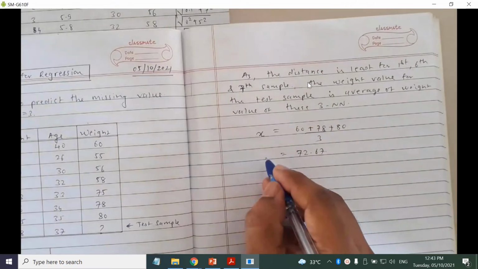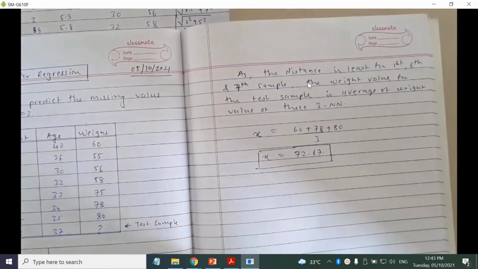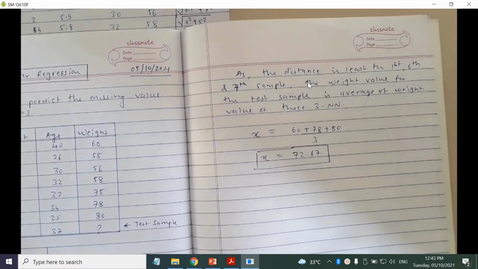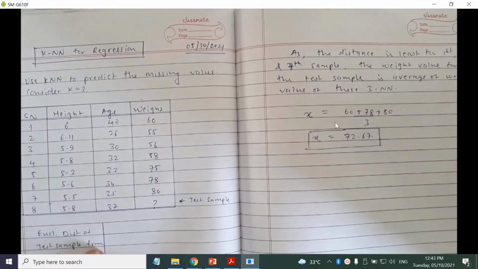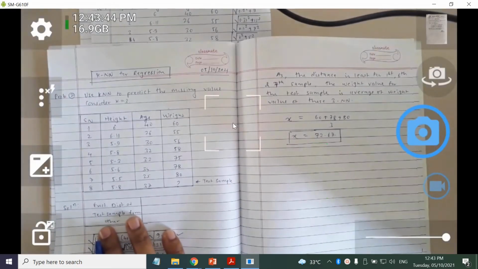So this is how you can utilize KNN for a regression task. Okay, any doubt in this? Simple, right? So you find the k nearest neighbors and take the average.